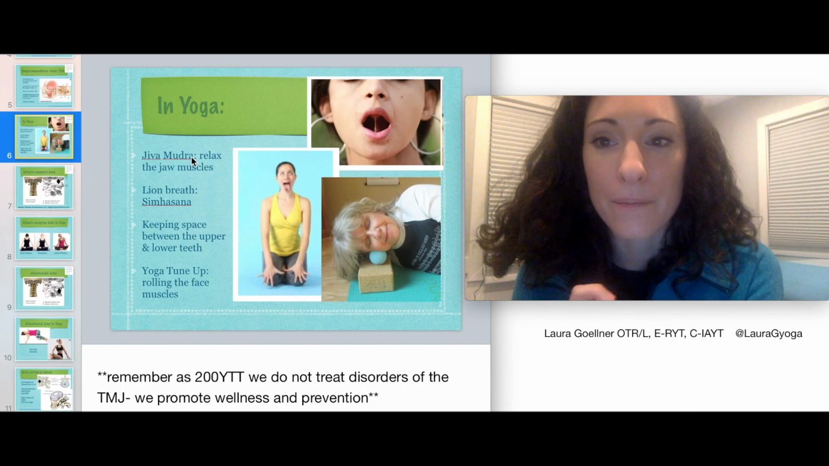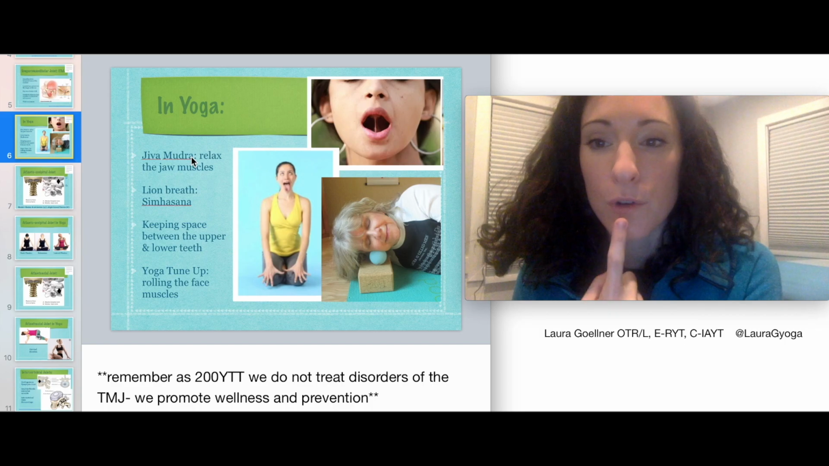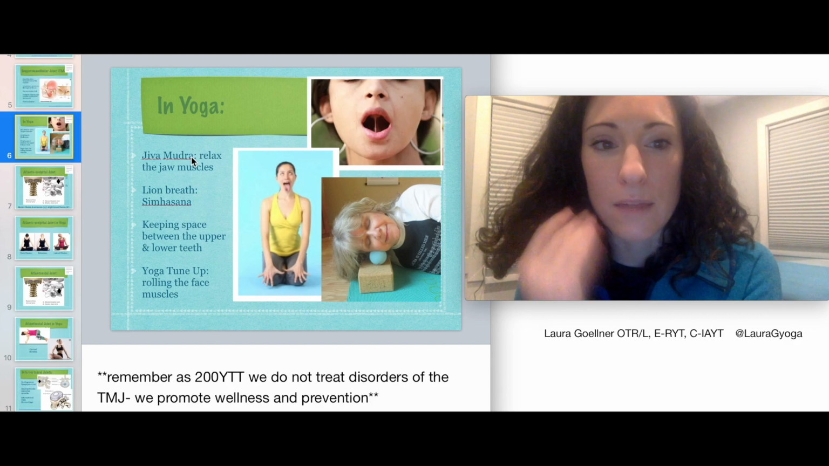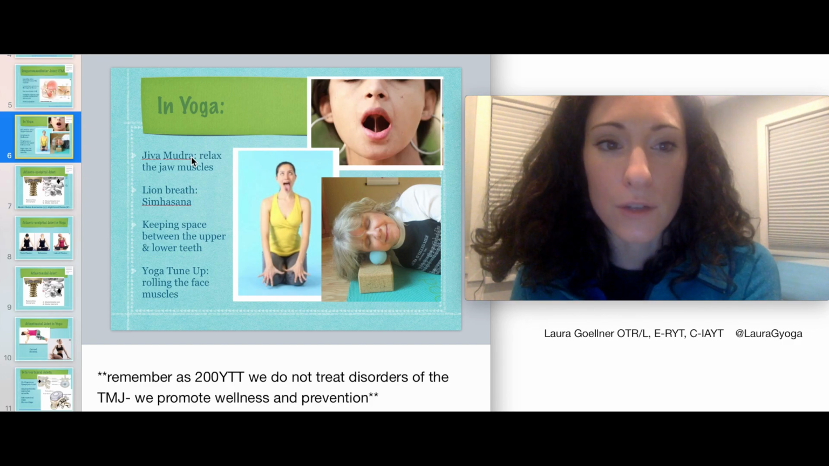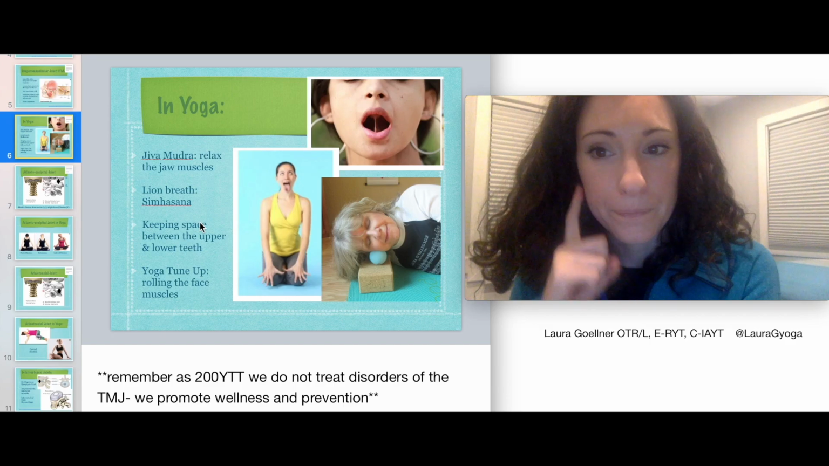I love that mudra as a way to relax the jaw muscles. So you tell your students, put the tip of the tongue right behind the teeth and then relax the jaw so that there's space in between the teeth, because so many people, especially ones that suffer from chronic stress, are going to clench their teeth unconsciously.